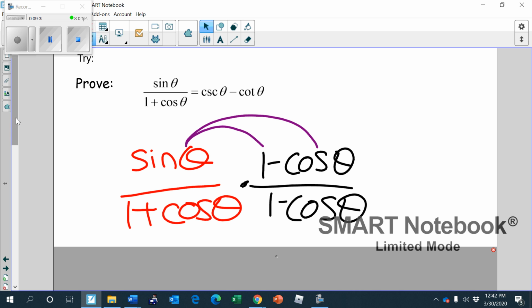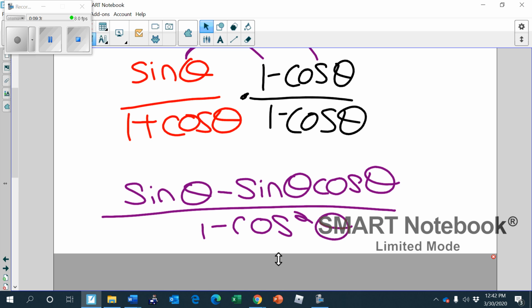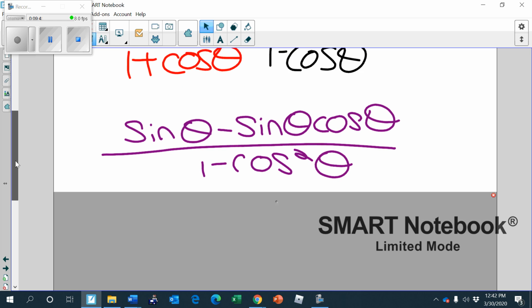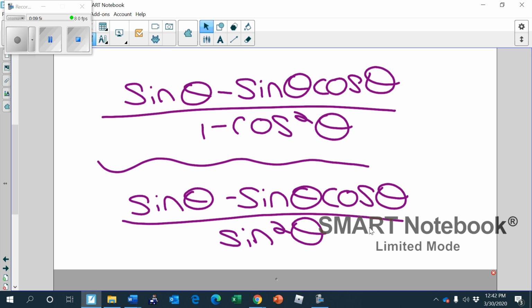You're multiplying by the conjugate. All right, so then I'm distributing. I get 1 minus cosine squared on the bottom. When you distribute all this, that's what you should get. We know that that is now sine squared. And what am I going to do? I'm going to separate the numerator after I made 1 minus cosine squared into sine squared.